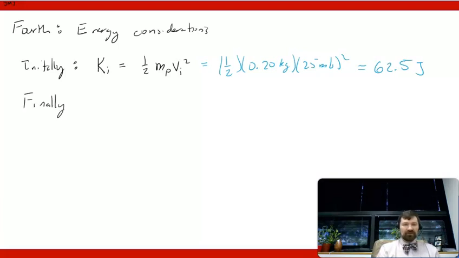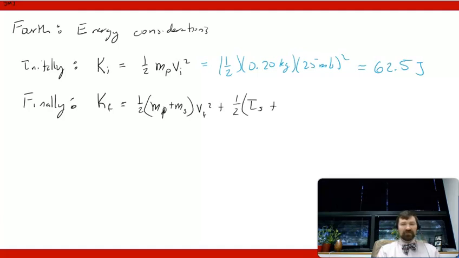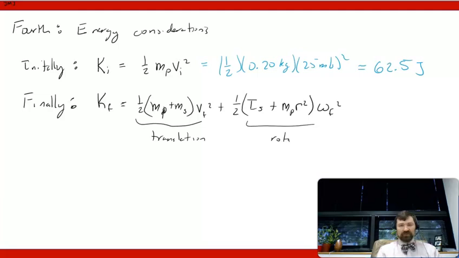Finally, we have a little bit more of a calculation. We have K final is 1/2 (m puck plus m stick) V final squared, plus also 1/2 (I stick plus mass puck R squared) times omega final squared. So we have both a translation and a rotation.